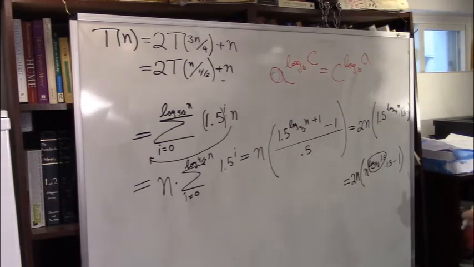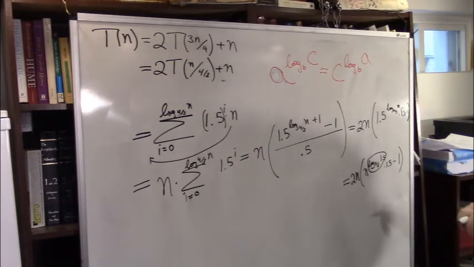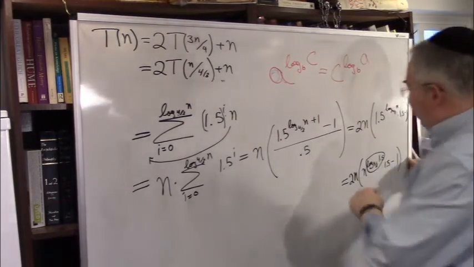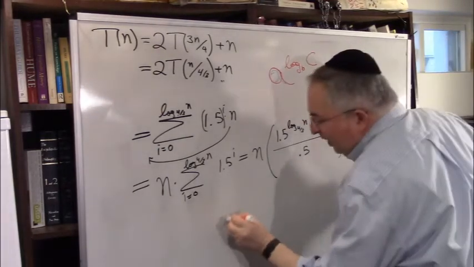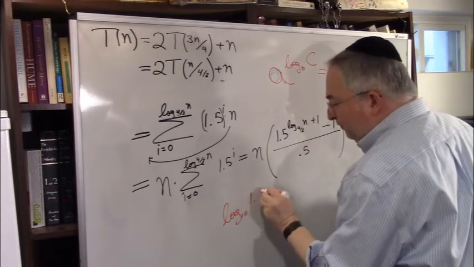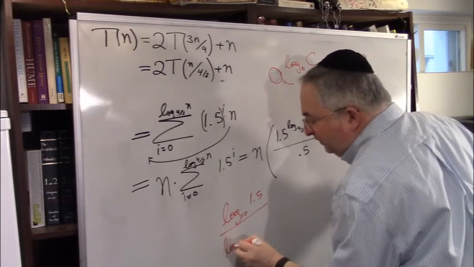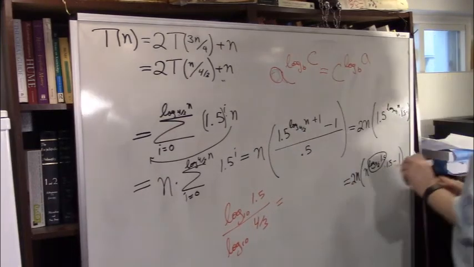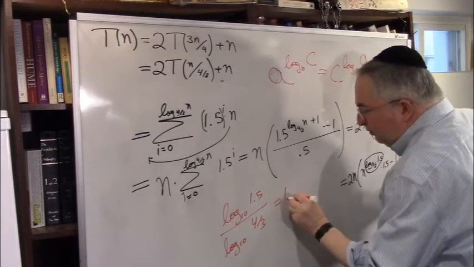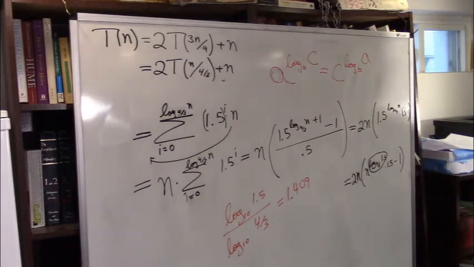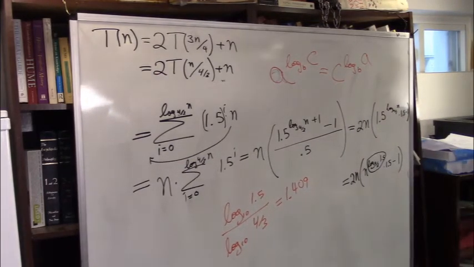How do you figure out that number? Well, you go to your calculator. We saw how to do this before. I don't have log base 4 over 3 on my calculator, but I do have log base 10. So log base 10 of 1.5 divided by log base 10 of 4 over 3 is equal to 1.409. That's a real number. Now we can plug that number in and we get the final thing.